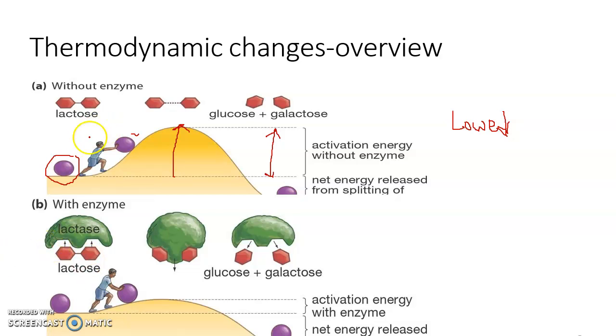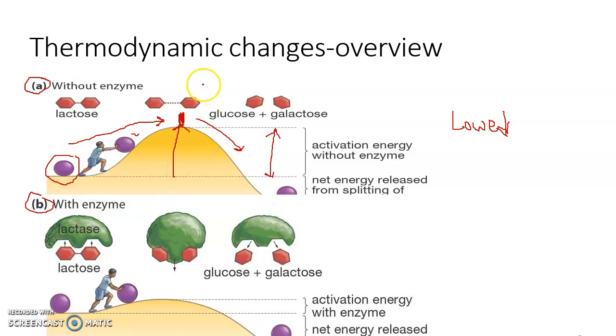Up to here, this one is the substrate. Then after the transition state, it will give you the product. The energy barrier crossing is in between, and this is nothing but the transition state. Then look at this one. The first one is without enzyme, and here an enzyme or catalyst is present in your reaction.